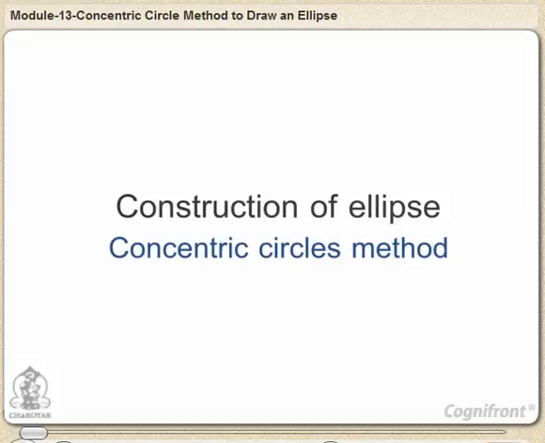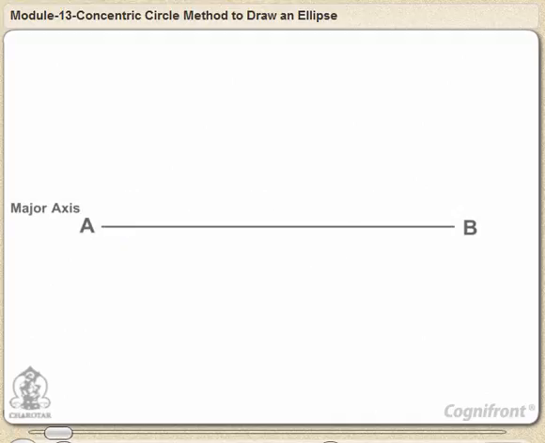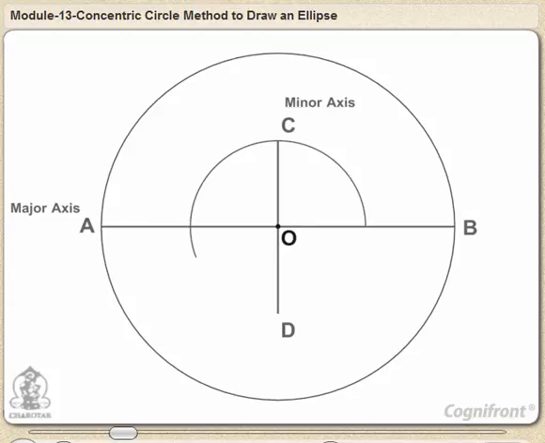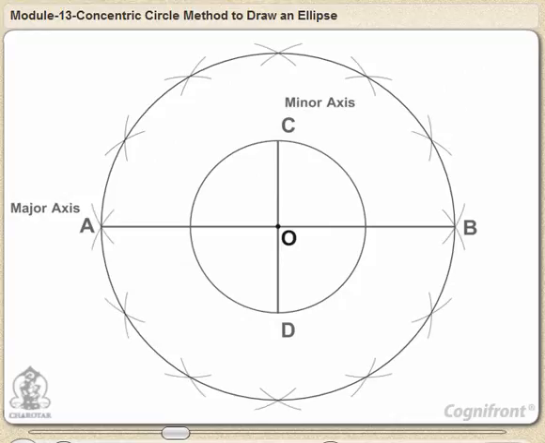Concentric circles method to draw an ellipse. Draw the major axis AB and the minor axis CD intersecting each other at O. With center O and diameters AB and CD respectively, draw two circles. Divide the major axis circle into a number of equal divisions, say 12, and mark points 1, 2, etc. as shown in the figure.